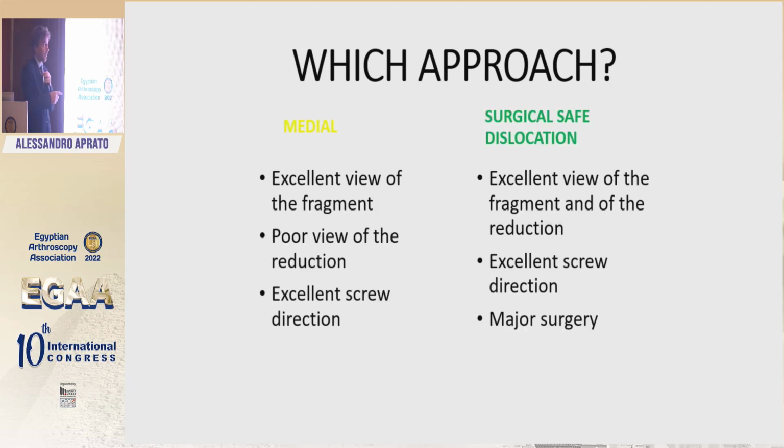You can use a medial approach where you have a wonderful view of the fragment, but you can't really understand if it is completely reduced, and you have an excellent screw direction. Or you can use a surgical dislocation described by Ganz. You have a 360 view of the femoral head, so you can fix your fragment wherever you like. You can fire your screws with the direction you choose, but it's a major surgery. You do an anterior dislocation in a guy who had a posterior dislocation, so the capsule will be completely destroyed.